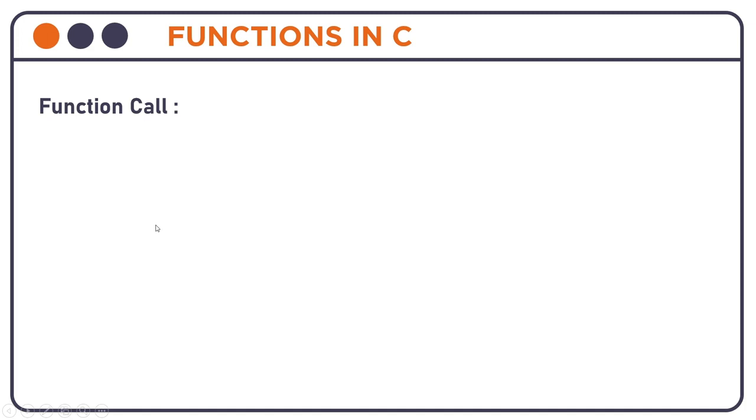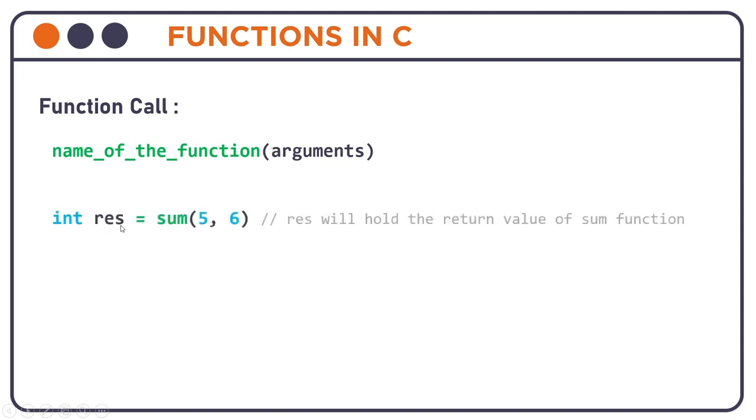Now to call or use a function, we just specify the name of the function, then the arguments. For example, for our sum function, we'll create a variable named result that will hold the return value of the sum function. The sum function will calculate the sum of 5 and 6, then it will return the sum. This result variable will hold the return of the sum function. So the result will be 11.